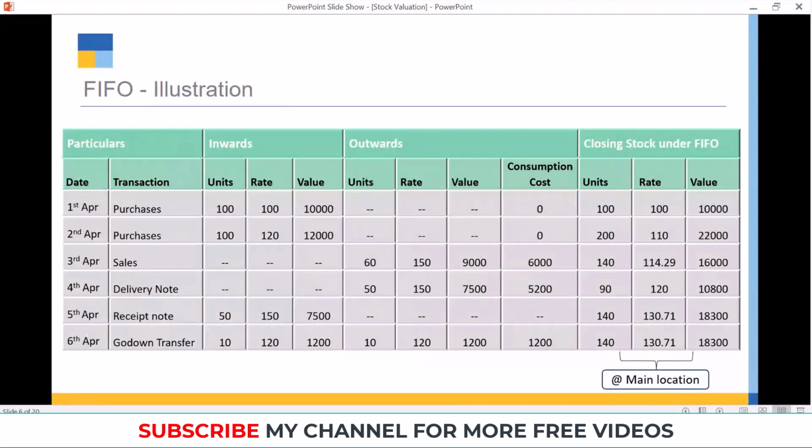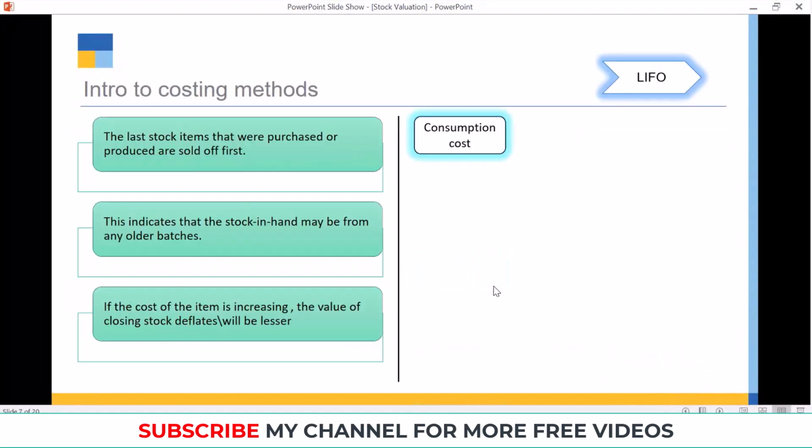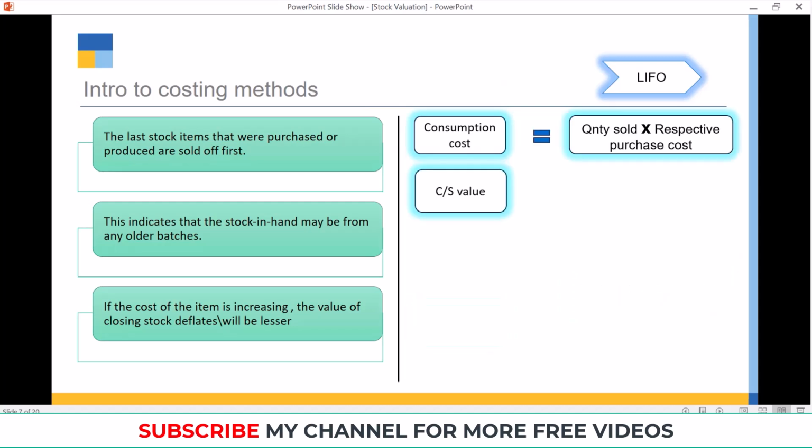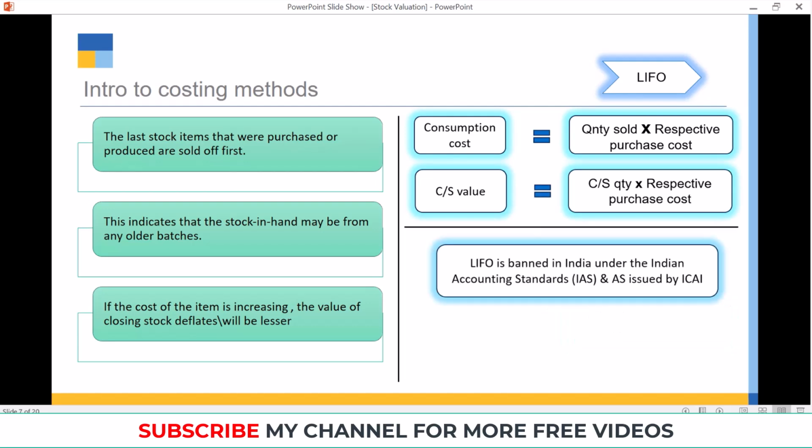Next, let us move to the next valuation. In LIFO, the last stock items that were purchased or produced are sold off first. So of course, just opposite to FIFO. This indicates that the stock in hand may be from older batches. If the cost of the item is increasing, the value of closing stock deflates, or will be lesser.